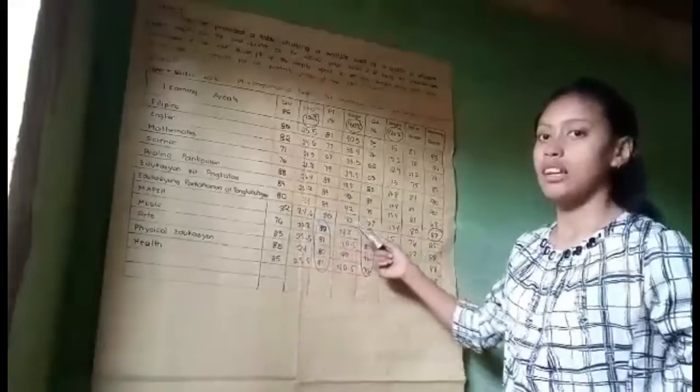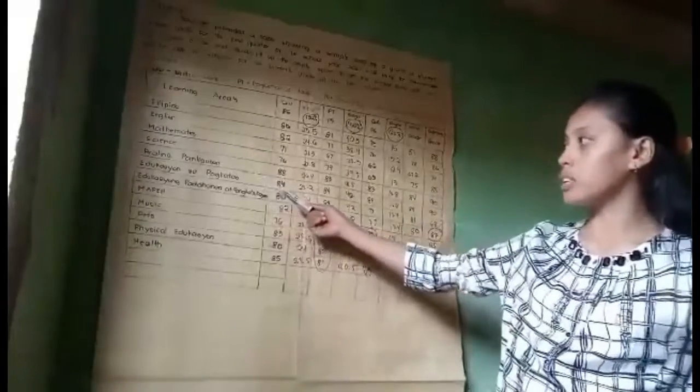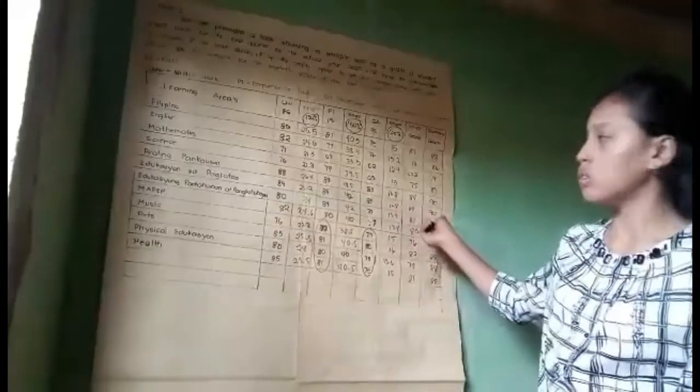Next, in which learning area did Paulo perform best during the first quarter? Explain briefly your basis. Based on the table, he excelled the most in two subjects: Araling Panlipunan and Edukasyon sa Pagpapakatao. I observed that most of his highest points come from these two subjects, with a quarterly grade of 90. So I conclude that in these subjects he excelled the most.